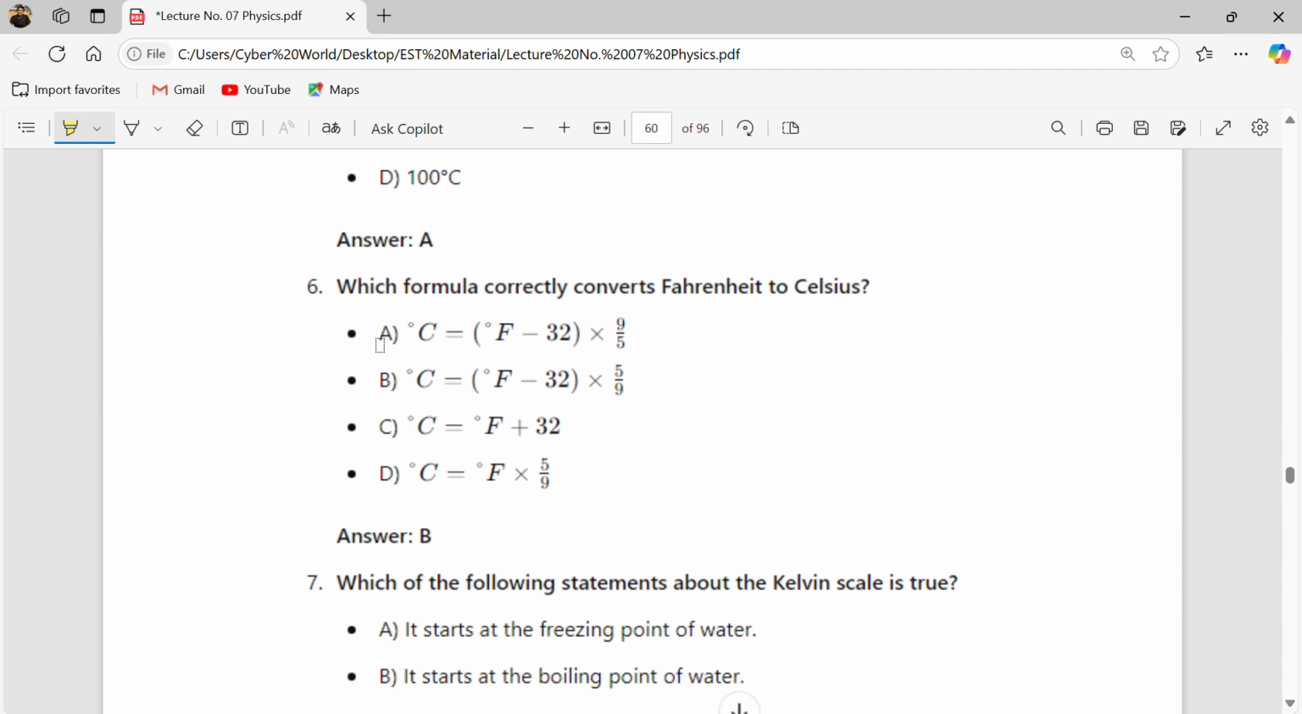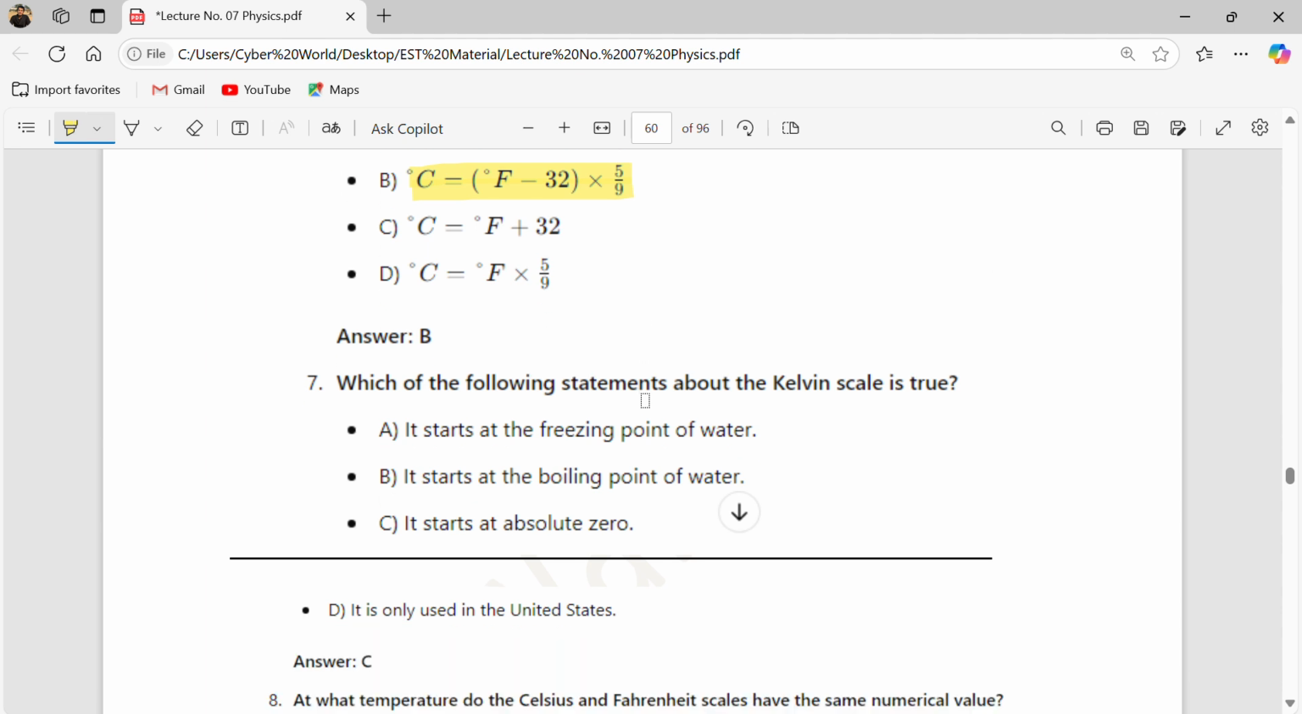Which formula correctly converts Fahrenheit to Celsius? So I already mentioned that for Celsius, you have to subtract 32 and multiply by 5 by 9. So the correct answer is B. Okay, in Fahrenheit it is 9 by 5, but in Celsius it becomes 5 by 9 because we have to take the reciprocal.